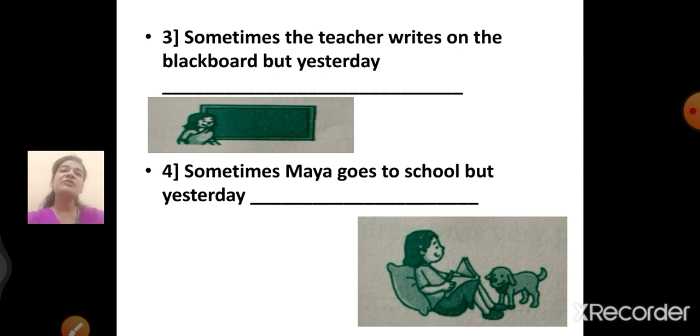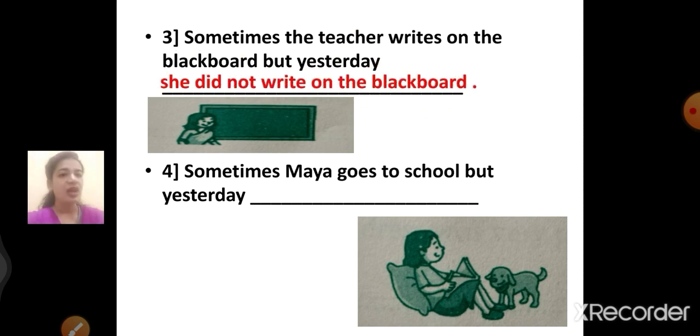Third one. Sometimes the teacher writes on the blackboard. But yesterday, now a blank is there and you are going to complete it. So what are you going to write? She did not write on the blackboard. So the fourth one. Sometimes Maya goes to school. But yesterday, now yesterday what happened? But yesterday she did not go to school. Thank you.